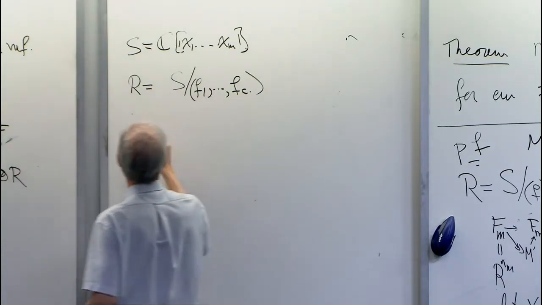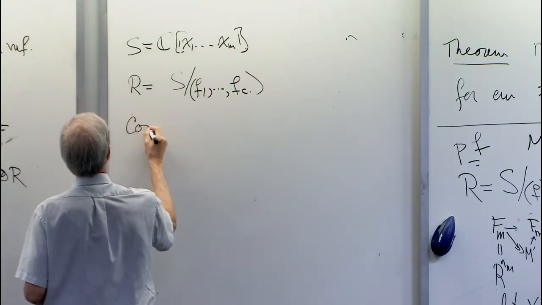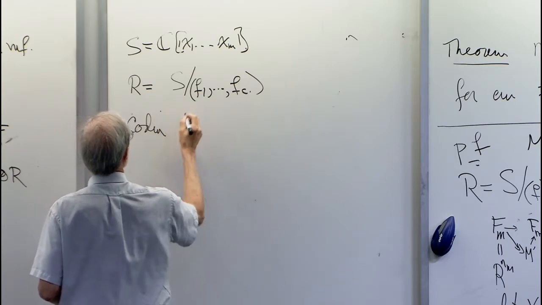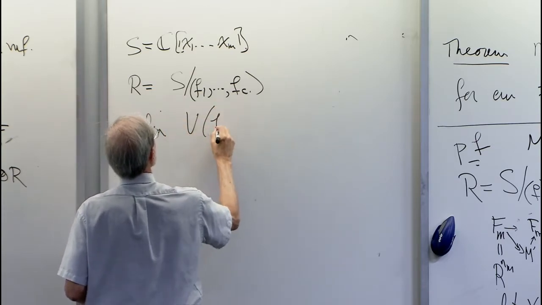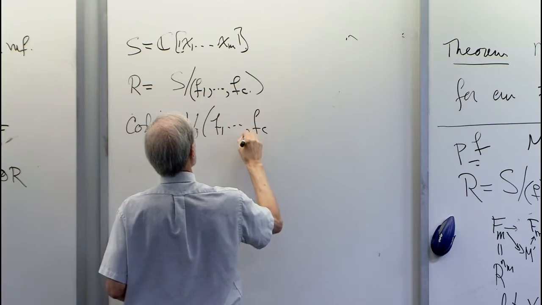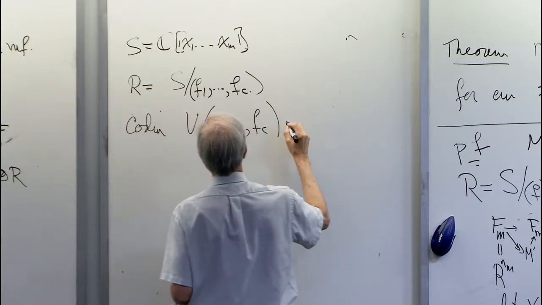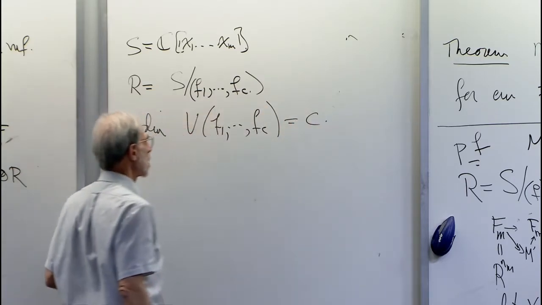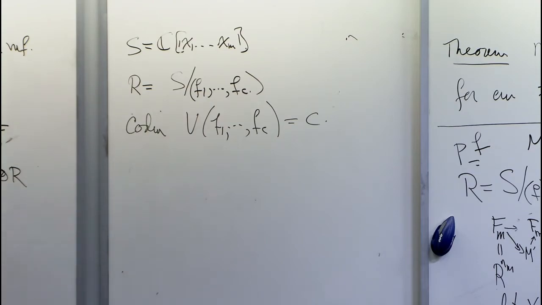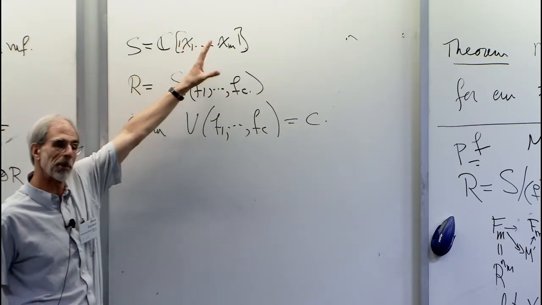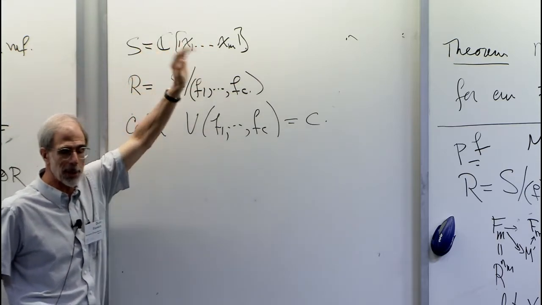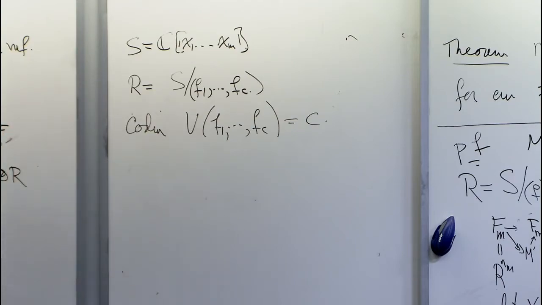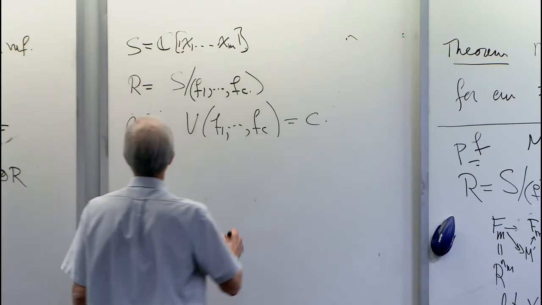So let's assume that the codimension of the variety of F1 through FC equals C. It's always less or equal to C. The case when it's equal to C is the simplest case. Usually one says just that the F's form a complete intersection or a regular sequence. Same thing. And then you can do the following thing.